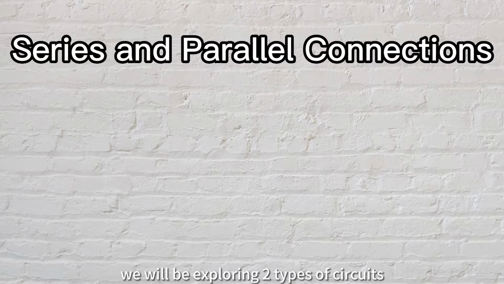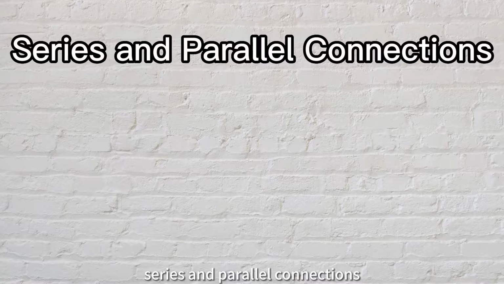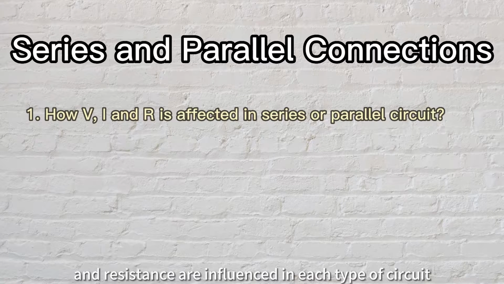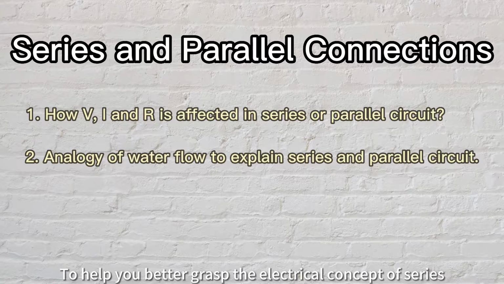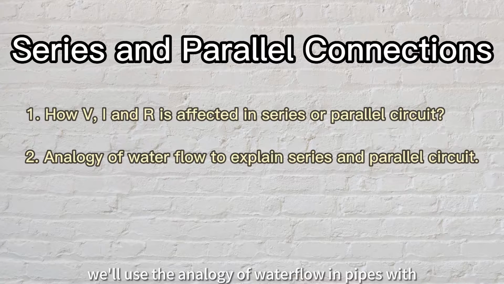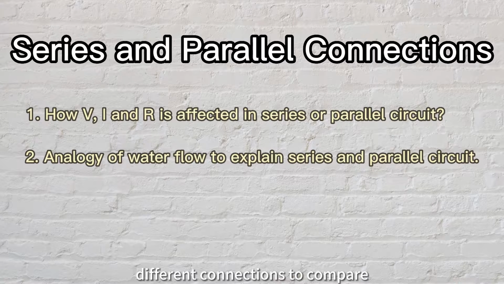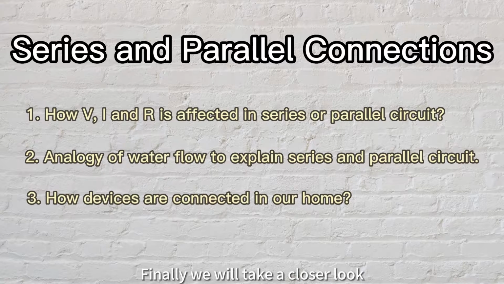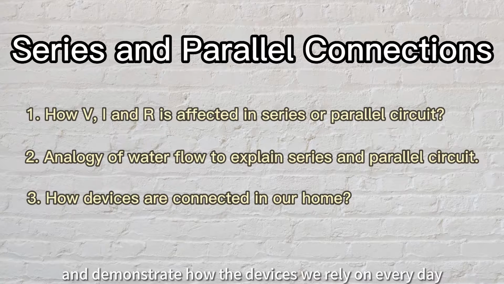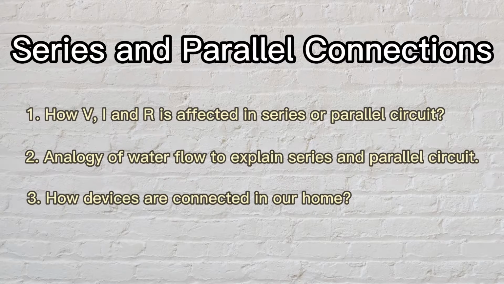In today's video, we will be exploring two types of circuits: series and parallel connections. In this section, we'll examine how voltage, current, and resistance are influenced in each type of circuit. To help you better grasp the electrical concept of series and parallel connections, we'll use the analogy of water flow in pipes with different connections to compare with the electrical circuits. Finally, we will take a closer look at the electrical components in our home circuit, and demonstrate how the devices we rely on every day are connected.